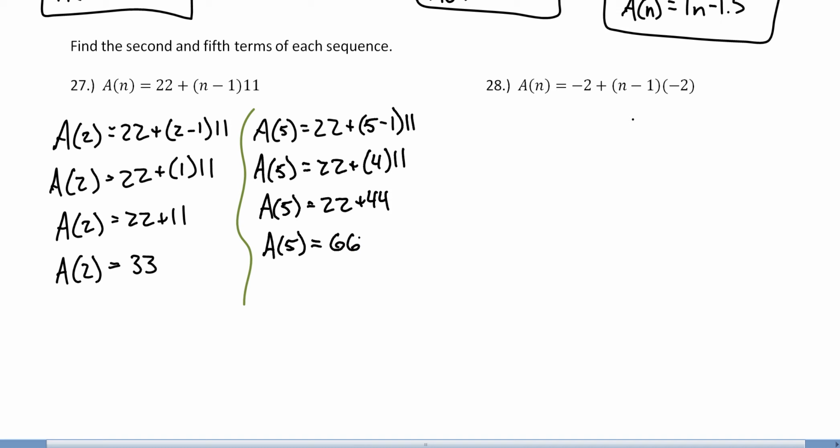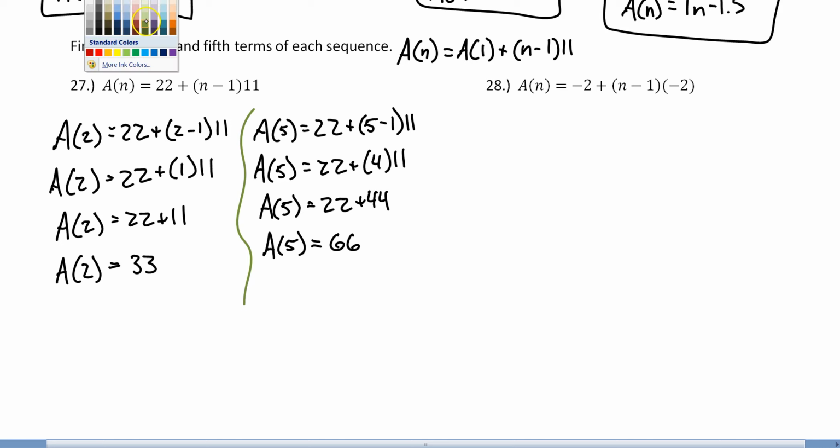Okay? And again, when you think about this, if you understand what this represents and you remember the format, remember the format is this. It's a of n, the term, equals a of 1, which is the first term, plus n minus 1 times 11. So n is the number of terms. A of n is that term that we're looking for. And a of 1 is the first term. So again, that means the first term for this sequence was a 22.